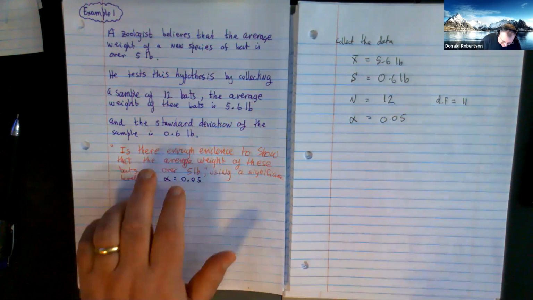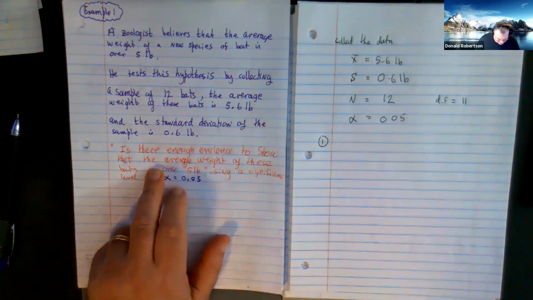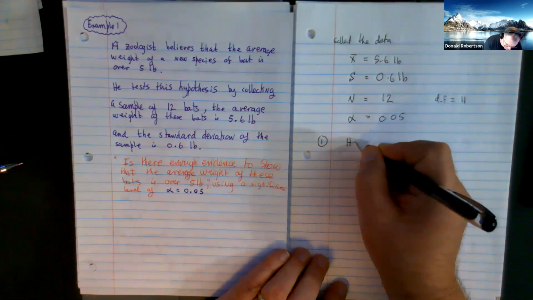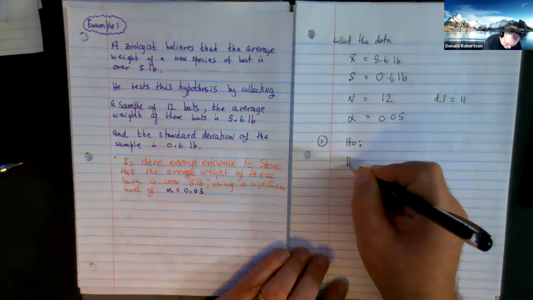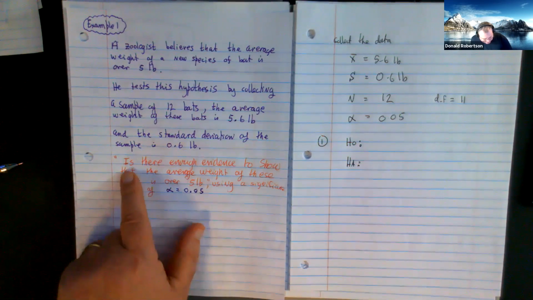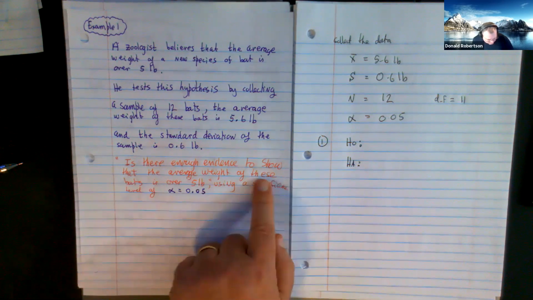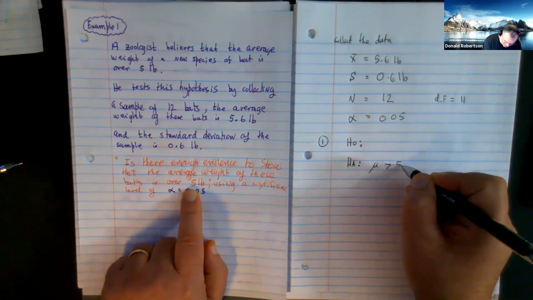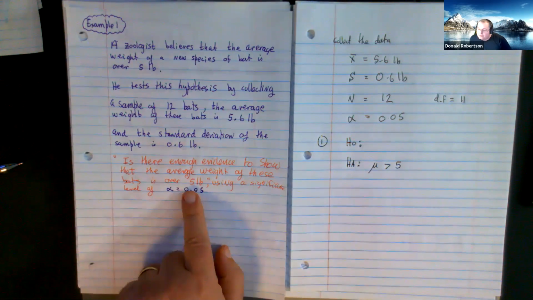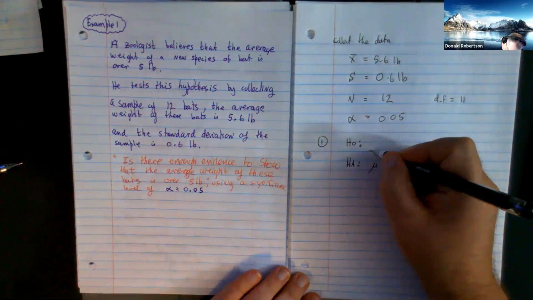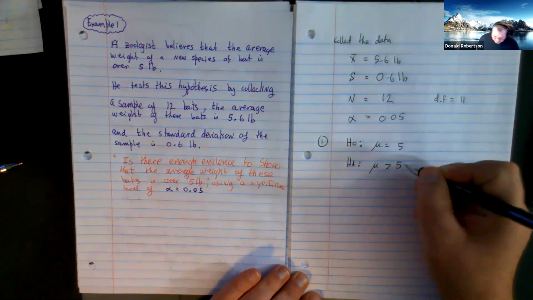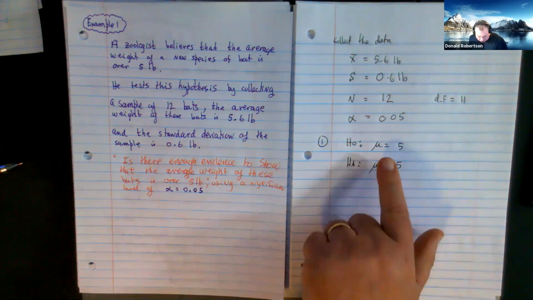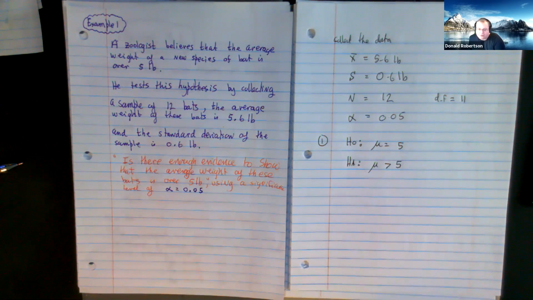Okay. Now, once we've collected the data, let's start by setting up our null and alternate hypothesis. Our alternate hypothesis is, is there enough evidence to show that the average weight is over 5 pounds? Average weight of population bigger than 5. Right, that comes from here. The null hypothesis is the same number, but equal 5. And that's exactly what happened in 8.1. So far, so good.